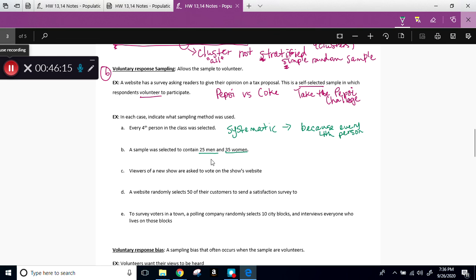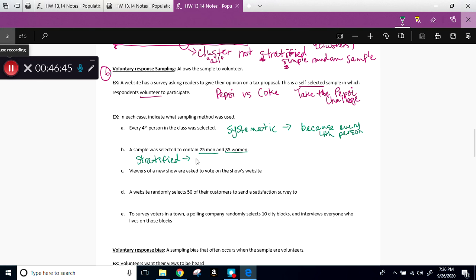To me, if you were told that they're going to select and use everybody in those groups, that would be clustered. But I think what they're really saying is you're put in a group of maybe 100 men and 100 women, and out of that, you chose some of the men and some of the women. So that would be stratified. But I think this one's a little tricky.